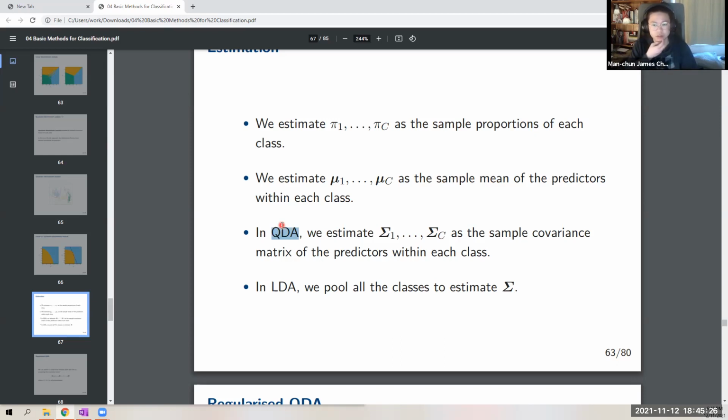And of course, because these are linear decision boundaries, they're less flexible. They have low variance, high bias, kind of. And because QDA and k-nearest neighbors can fit non-linear decision boundaries, these tend to have high variance but low bias.